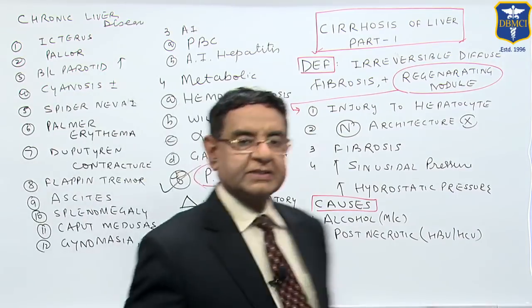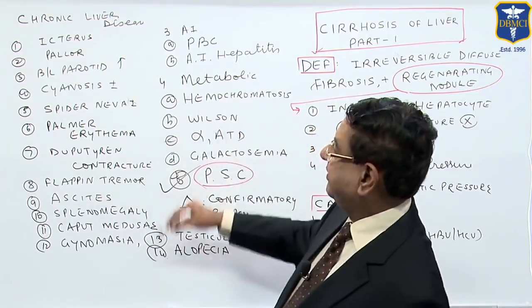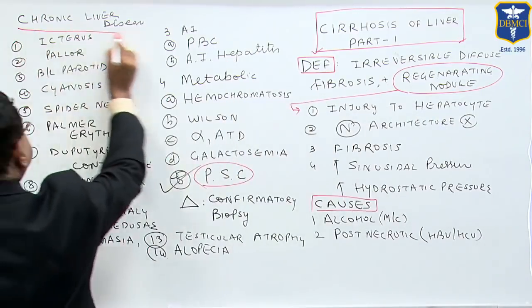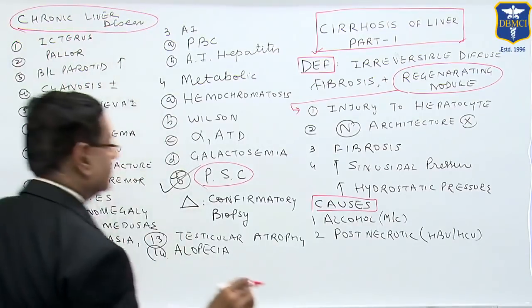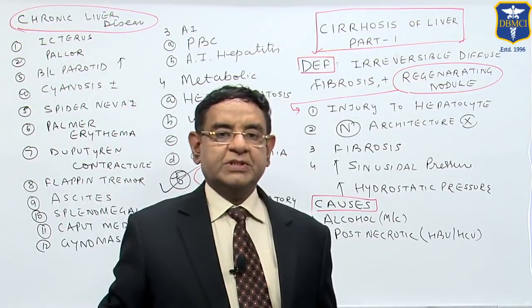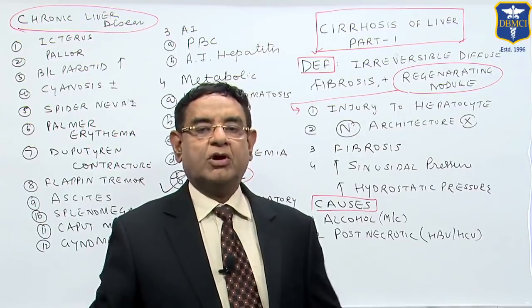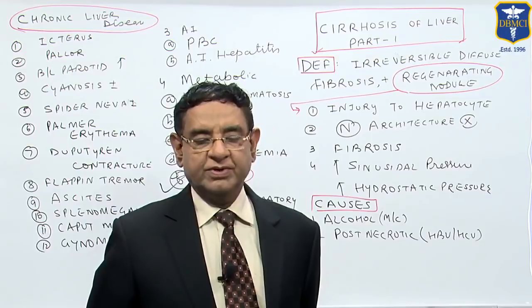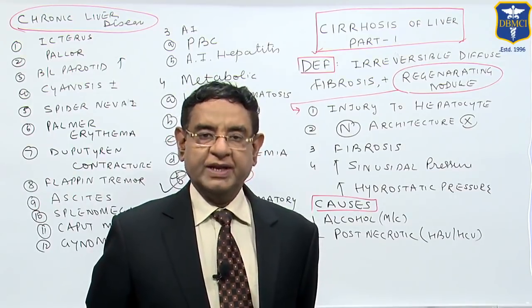So these are the signs that we typically see in all chronic liver disease, and since cirrhosis is one of the most common causes of chronic liver disease, they are seen in most cases of cirrhosis of liver.